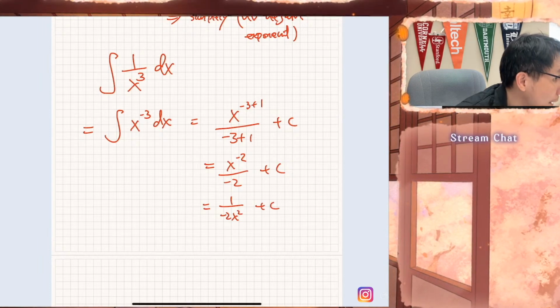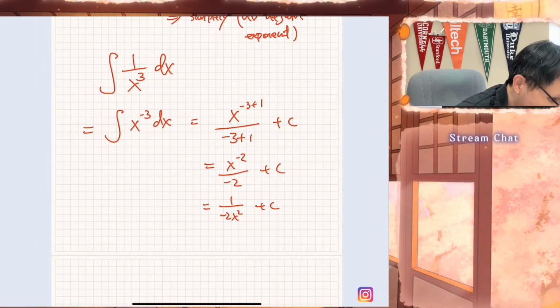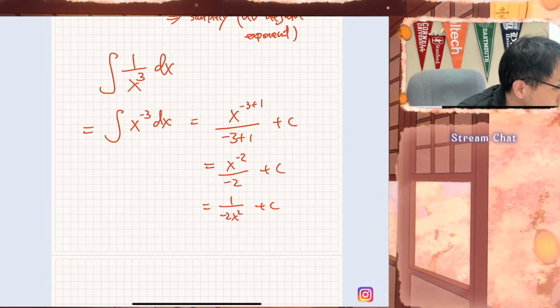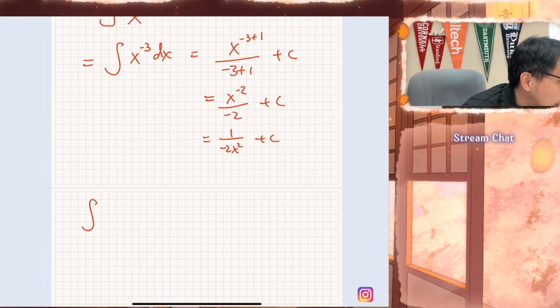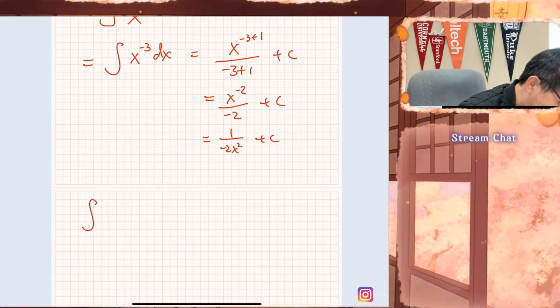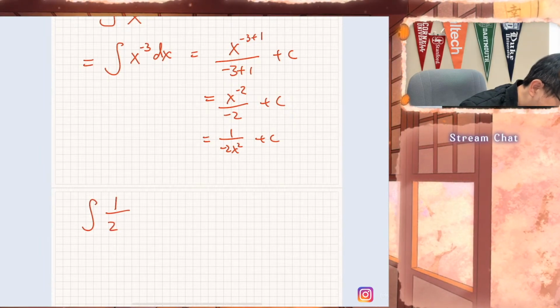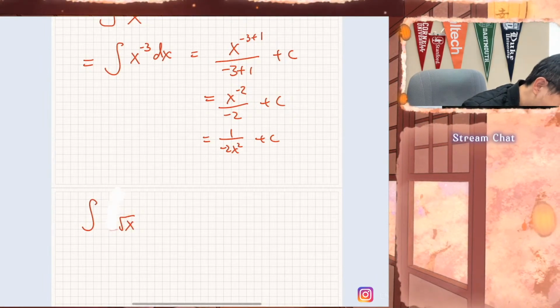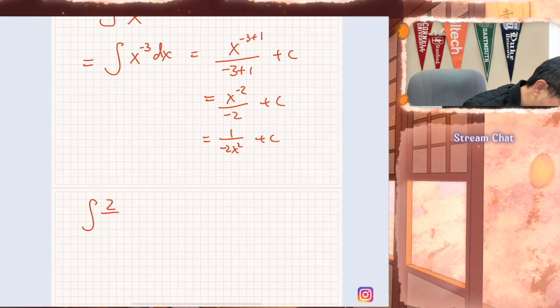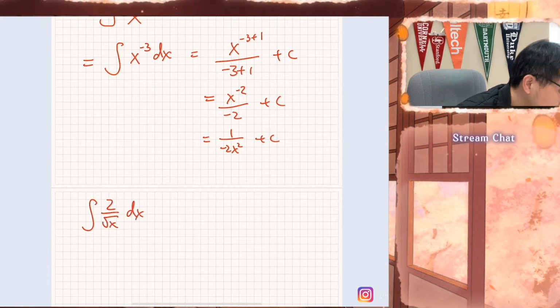Make sure that you don't have a negative exponent at the end. You're just going to be positive exponent, so you can change sides. Is that too hard? Try again. Sorry, let me change this. 1 over 2 square root x dx.